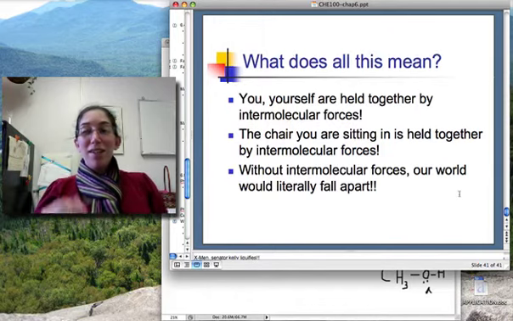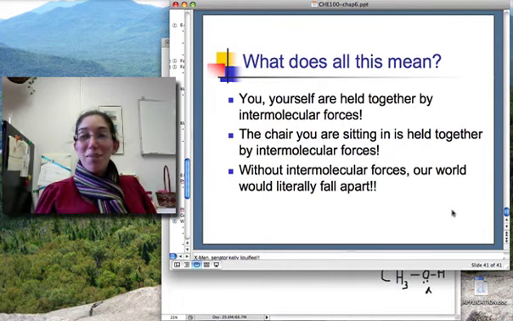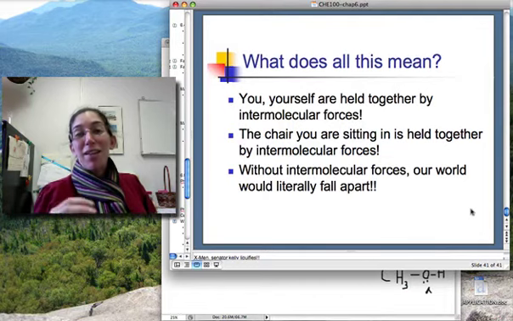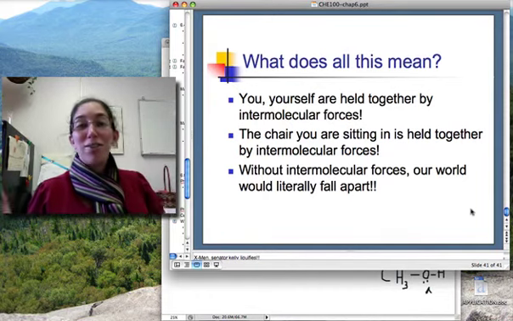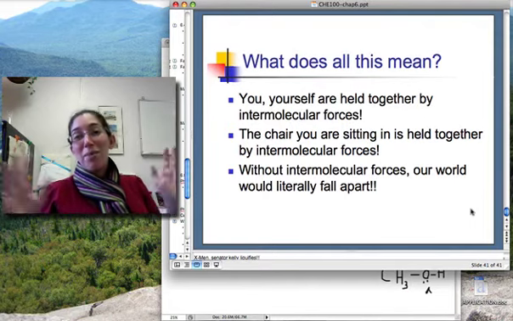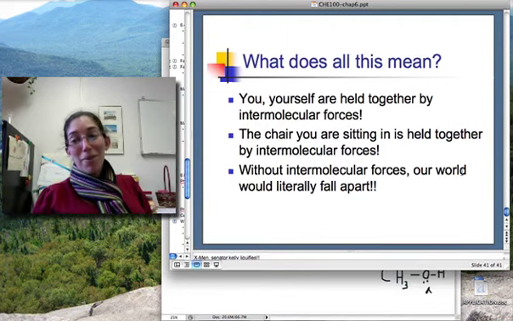You wouldn't be able to break things apart, because you can only do that because they're somewhat weakly held together by intermolecular forces. So, you couldn't cut a piece of paper if it was all covalently bonded together. You couldn't cut it with scissors. You'd have to chemically break it apart. There would be no such thing as physical changes, as going from solid to liquid to gas. That wouldn't happen if there were no intermolecular forces. So it's pretty cool if you think about it that way.